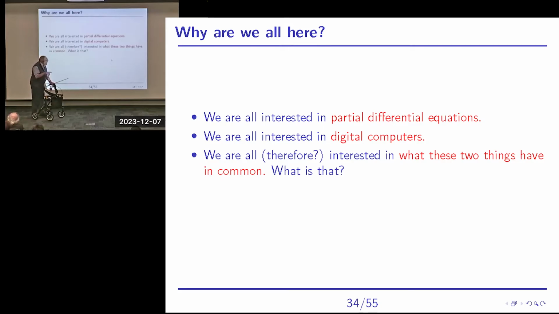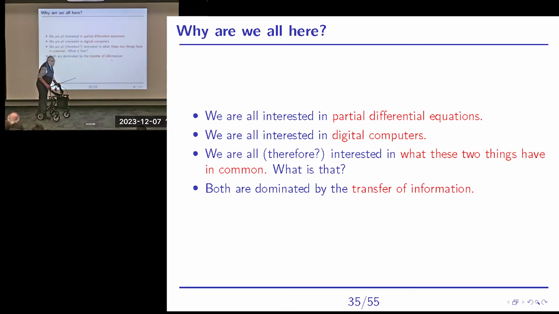And what they do have in common is they're dominated by the transfer of information. Inside a digital computer, there are storage units that communicate information to each other. Inside a fluid, there are fluid elements that influence other fluid elements. So we would like that information flow to be as close as possible in the two situations. This is what computational fluid dynamics is about.